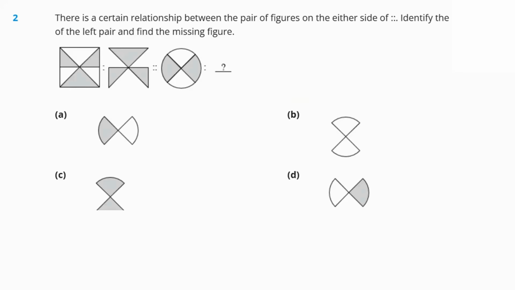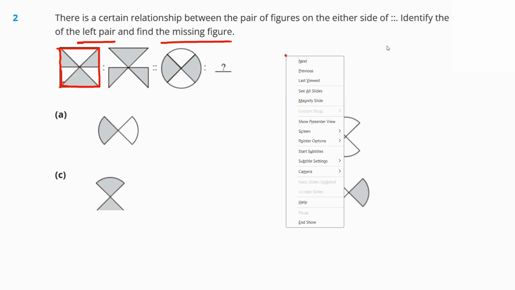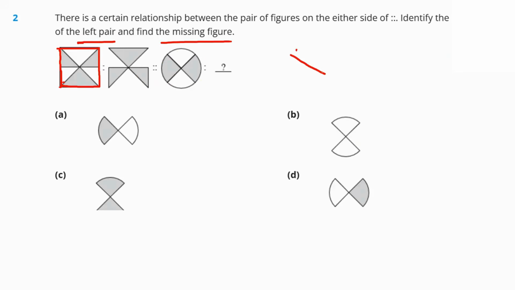Moving on, there is a certain relationship between the given figures on either side of the colon. You need to identify the relationship on the left pair and find the missing figure. If we look into it, the first thing done is the border has been removed. If you remove the border, you will be left with a figure like this.